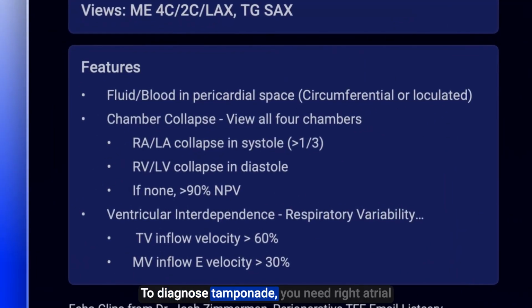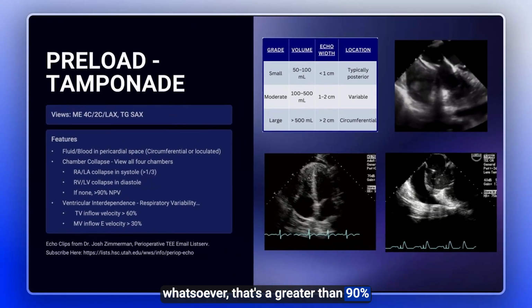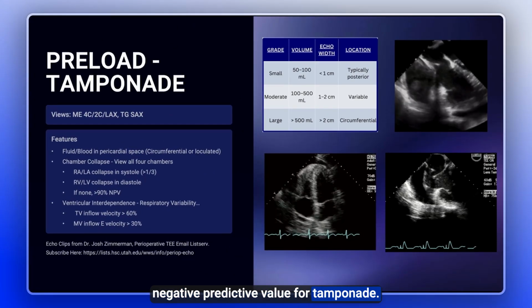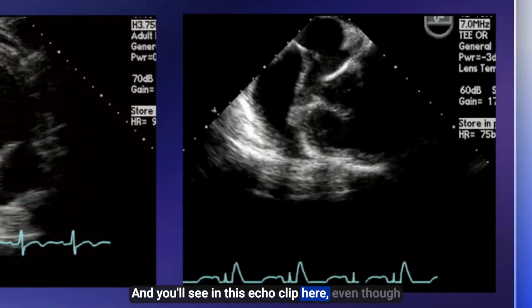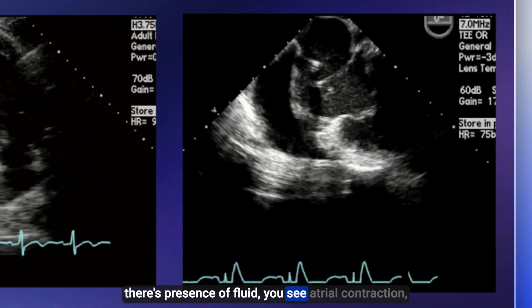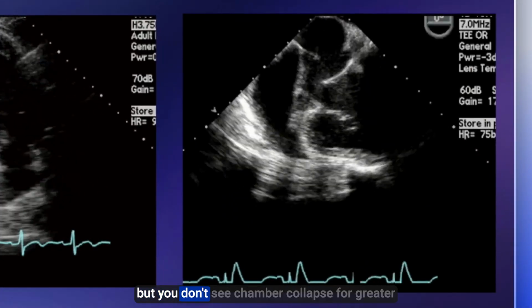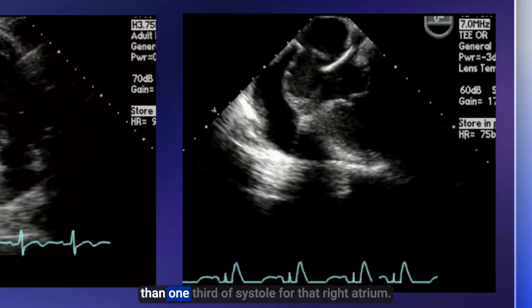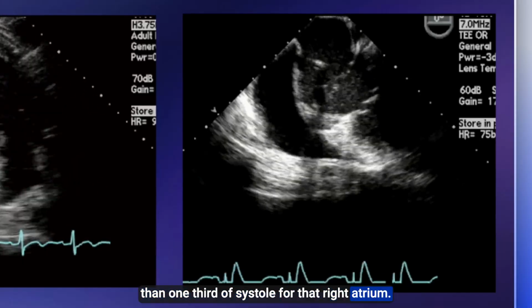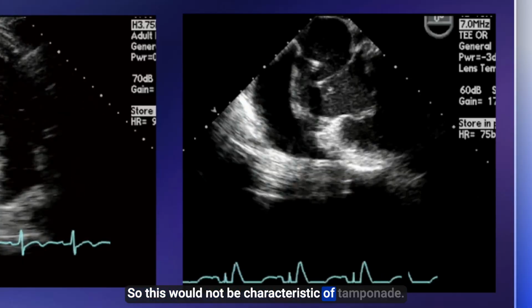To diagnose tamponade, you need right atrial or left atrial collapse in systole for greater than 1/3 of the cardiac cycle. Or you'll want to see RV or LV collapse in diastole. If there is no chamber collapse whatsoever, that's a greater than 90% negative predictive value for tamponade. And you'll see in this echo clip here, even though there's presence of fluid, you see atrial contraction, but you don't see chamber collapse for greater than 1/3 of systole for that right atrium. So this would not be characteristic of tamponade.